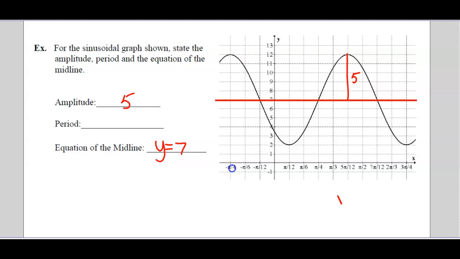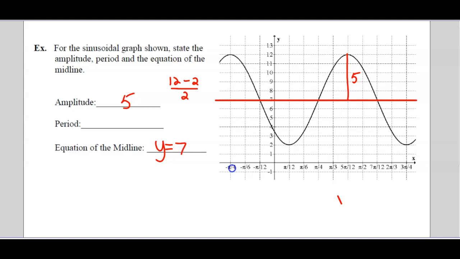If you want a formula, then remember what it was defined as in the notes: your maximum minus your minimum, divided by 2. Maximum minus minimum gets you the entire height of the whole thing, divided by 2. Amplitude is never negative. It's an actual distance. In an equation, you might have a negative in front, but that just tells you the direction of opening, basically. Has it been reflected or not?